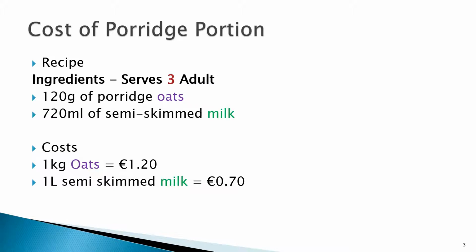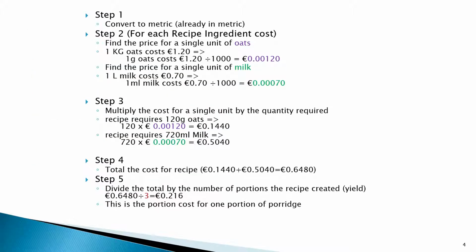Okay, so we go back to our method. Step number 1, convert to metric. It's already in metric, we're fine, we can skip this step. Step number 2, for each recipe ingredient, find out the price of a single unit. So we want to find out the price of a single gram of oats. So we know that 1 kilogram of oats costs us 120. So 1 gram of oats costs us 120 divided by 1,000. There's 1,000 grams in a kilogram. So we work out that this is the price of a single gram of oats, a tiny little amount of oats.